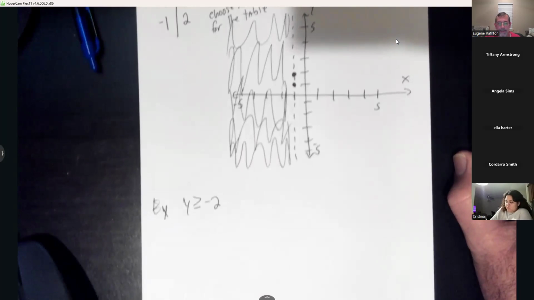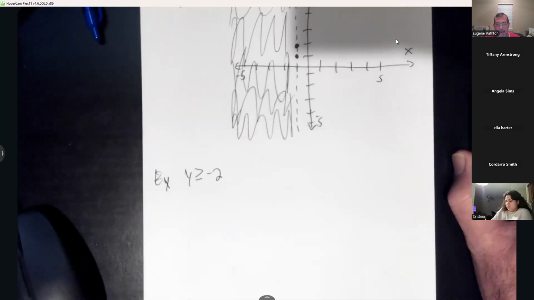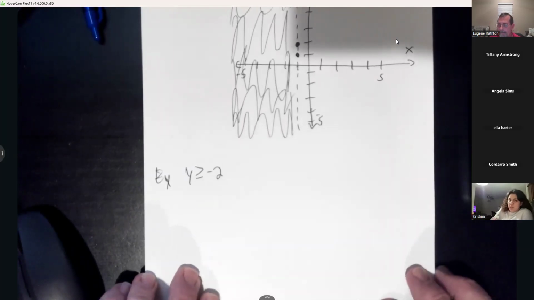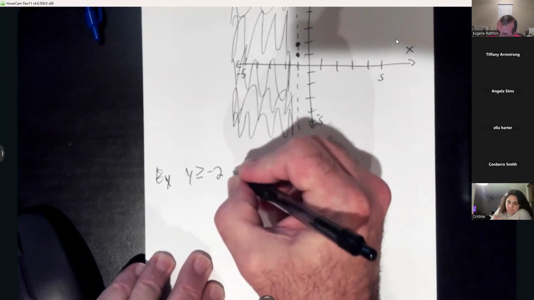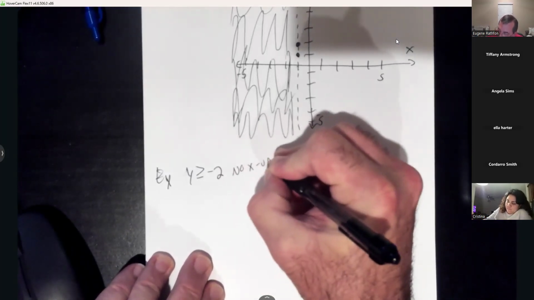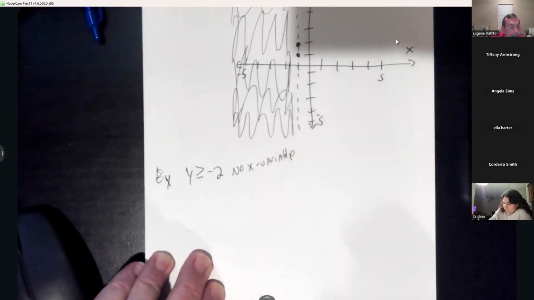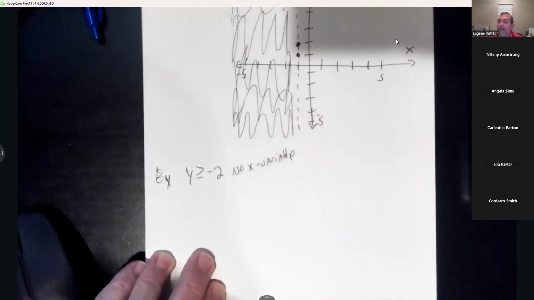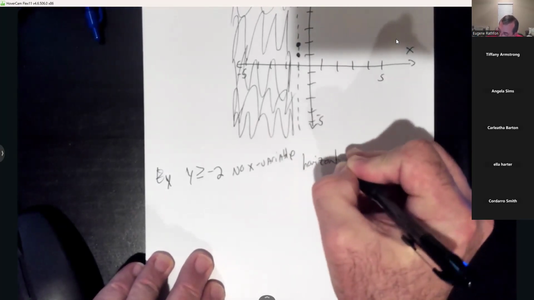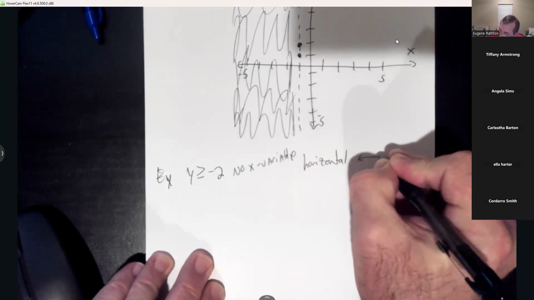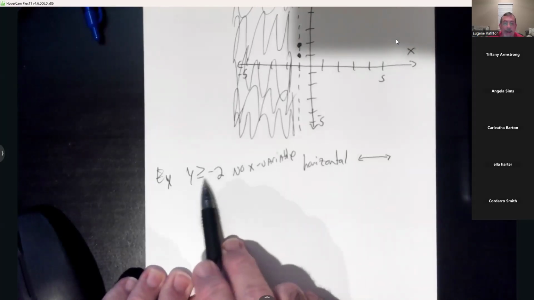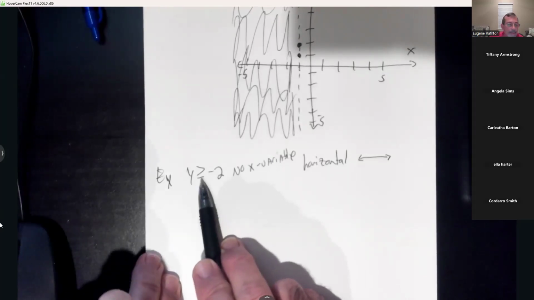So let me ask y'all this. What special line will this one make? So it has no x value, no x variable. Horizontal. It's going to be horizontal. There you go. And then it will be solid because of that greater than, that equals down there, okay?